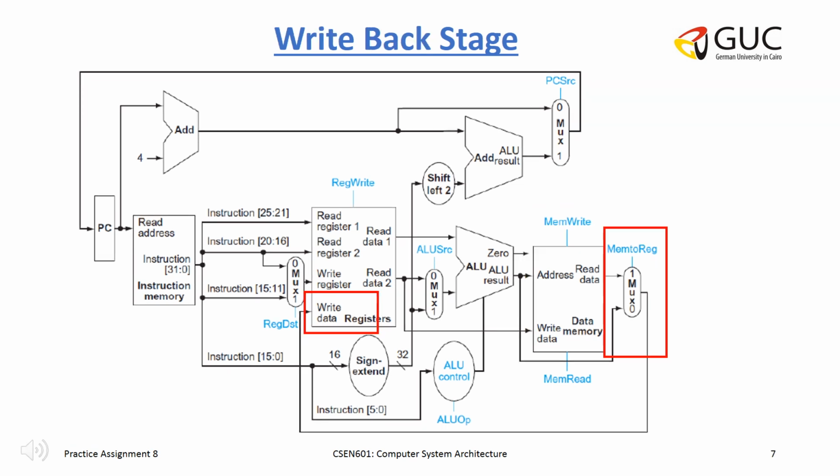And the final stage is highlighted in red as well, which is the write back stage, where we choose between writing from the memory, getting the input from the memory, or from the ALU, and after that we write to the registers, put the output in the registers. Okay, this is the final part of our data path. So we are having now 5 stages.